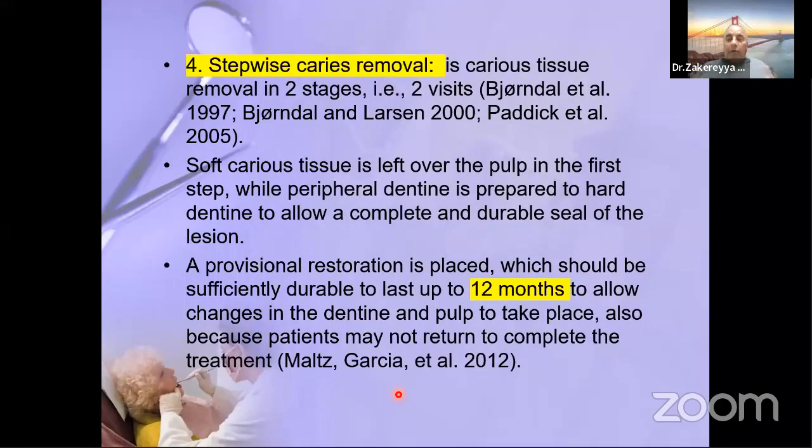Now, number four is stepwise caries removal. It is a caries tissue removal. Okay. Soft caries tissue is left over the pulp in the first step.